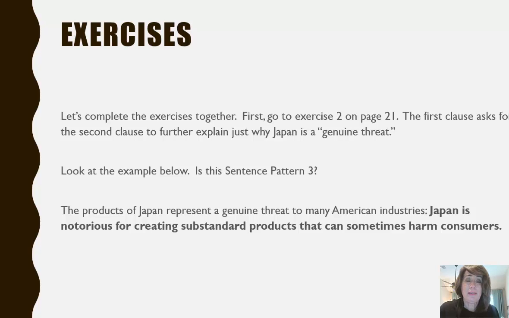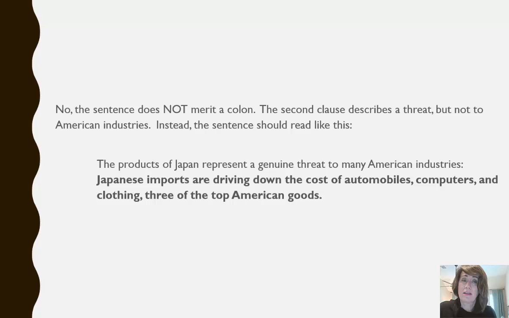And we're going to start by completing the exercises together. First, go to exercise 2 on page 21. The first clause asks for the second clause to further explain just why Japan is a genuine threat. Look at the example below. Is this sentence pattern 3? No, it doesn't merit a colon. The second clause does describe a threat, but not to American industries. Instead, the sentence should read like this.